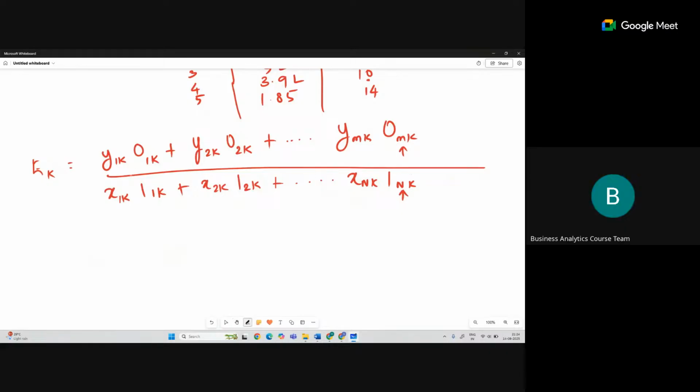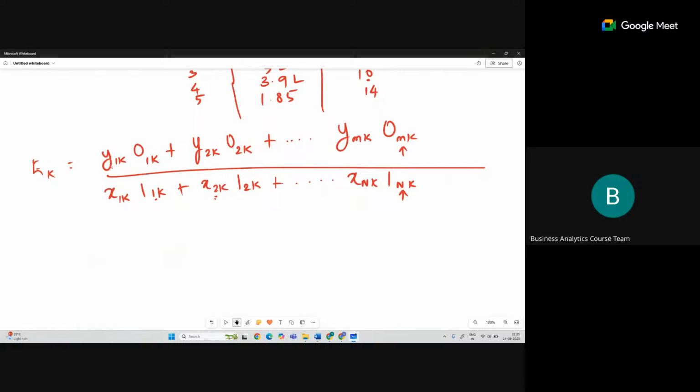That's all. And what is Xik? Weight associated with input I for DMU K. So this is the first input. This is the second input. So you have how many inputs? N inputs, right? Similarly, the weight associated with the output is given by Y. You have M outputs, you have N inputs. That's all.